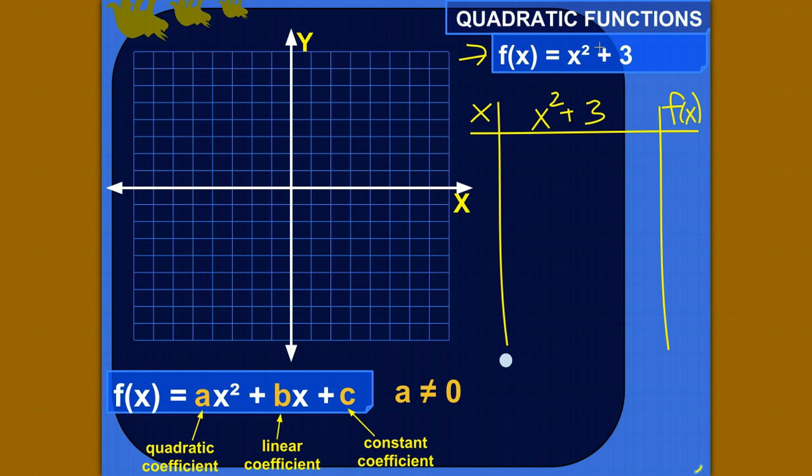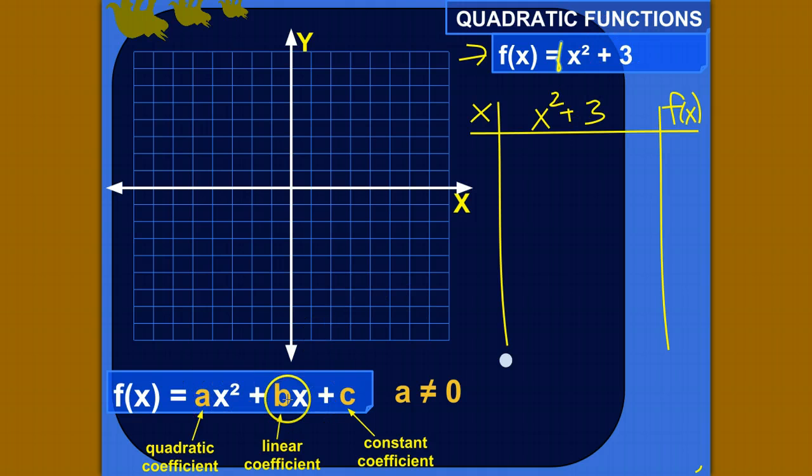and just a reminder that quadratic functions have this form: ax squared plus bx plus c, where a is the quadratic coefficient. So in this case, I have an invisible 1 there. 1 times x squared is x squared. So I could write this function as 1x squared plus 3. So my quadratic coefficient, or a, is 1.